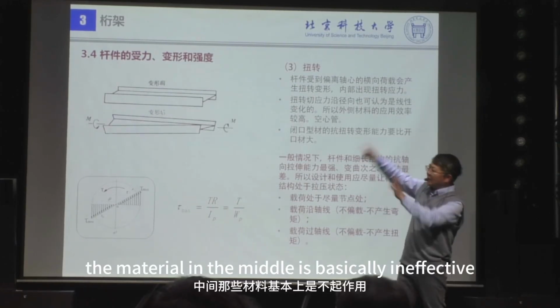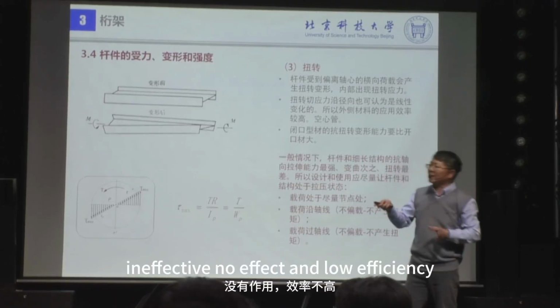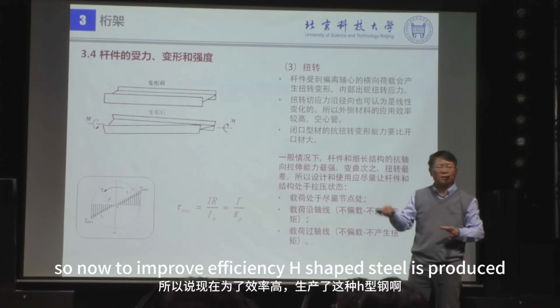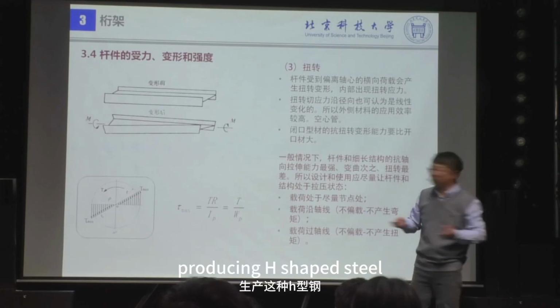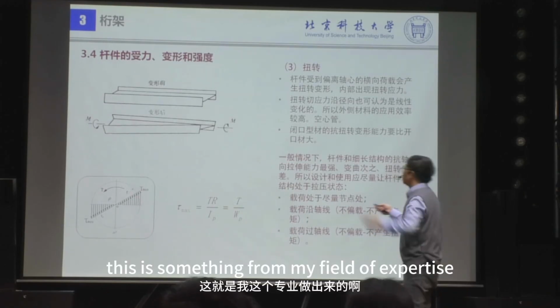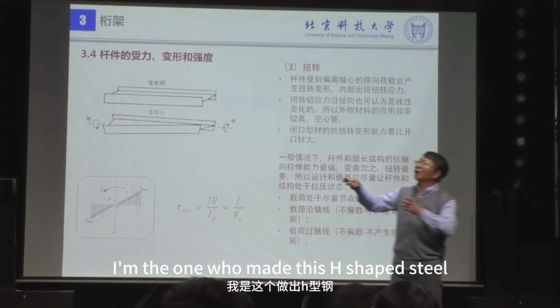The material in the middle is basically ineffective, no effect, and low efficiency. So now, to improve efficiency, H-shaped steel is produced. Producing H-shaped steel is something from my field of expertise. I'm the one who made this H-shaped steel.